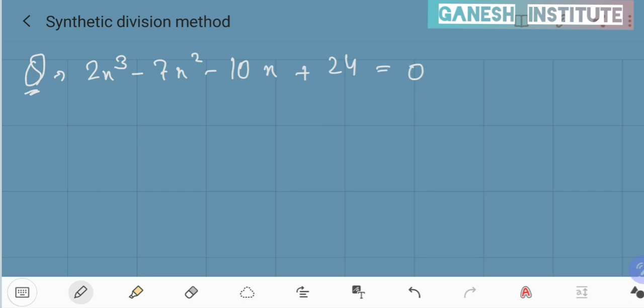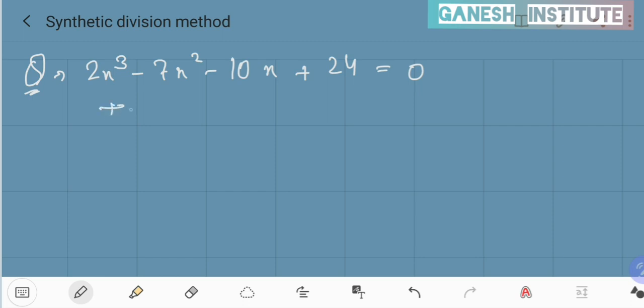Today's topic is synthetic division. So let's begin. The question is already given on your screen. For solving this by synthetic division, we have to first of all find the zeros of this equation. So let's try the hit and trial method.